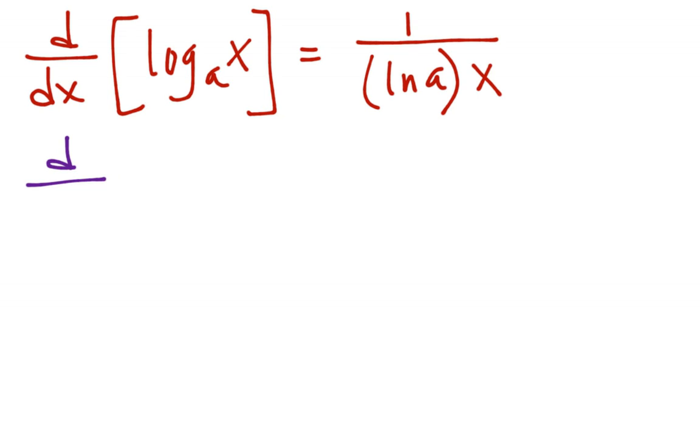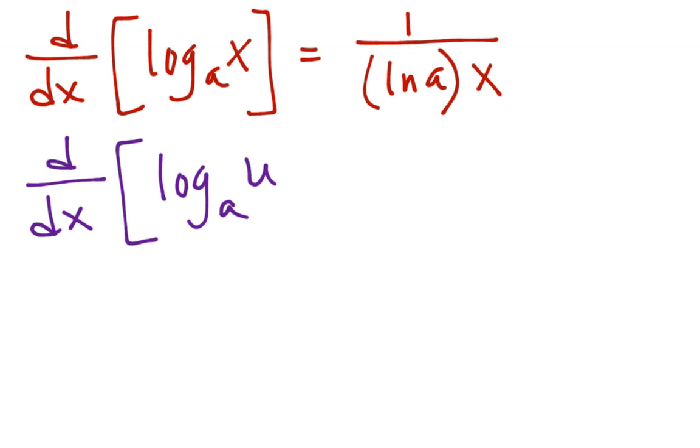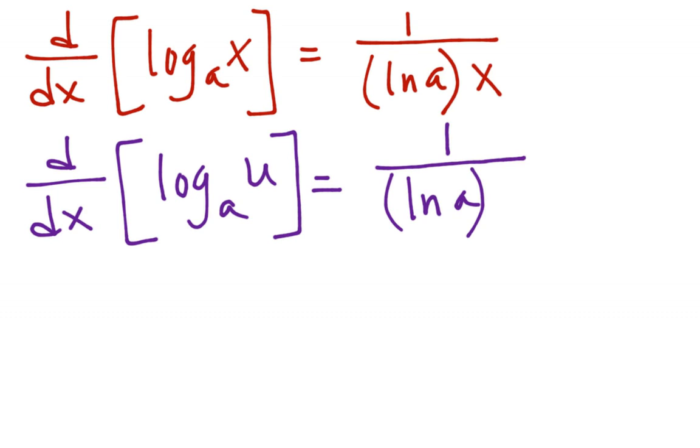And what if it's a little more complicated and it's log base A of u? Then I have to apply the chain rule. And I get 1 over ln A times x, times u prime. This is a u, sorry. Alright, let's look at some examples.